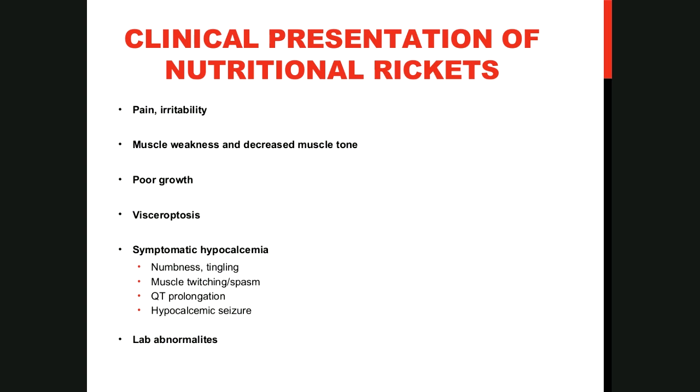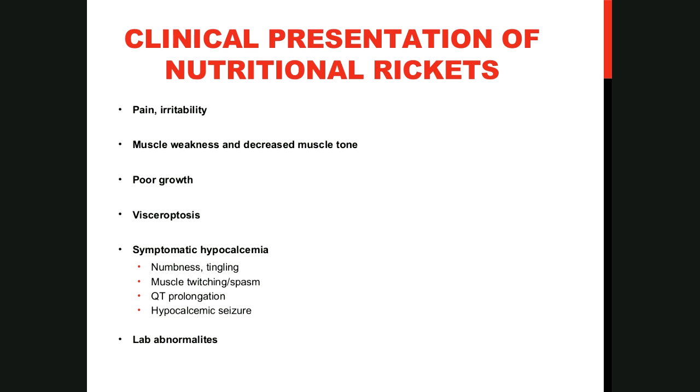So children who are affected by rickets will oftentimes present with pain, or in younger children who aren't really able to vocalize what they're feeling, maybe just irritability or being difficult to console. Muscle weakness and decreased muscle tone are very common, and you can actually have delayed achievement of motor milestones or even an antalgic gait due to this weakness and decrease in tone. Poor growth is common. We also see a downward displacement of the abdominal viscera, which is called visceroptosis, and that is what causes that typical potbelly appearance of children who get rickets.